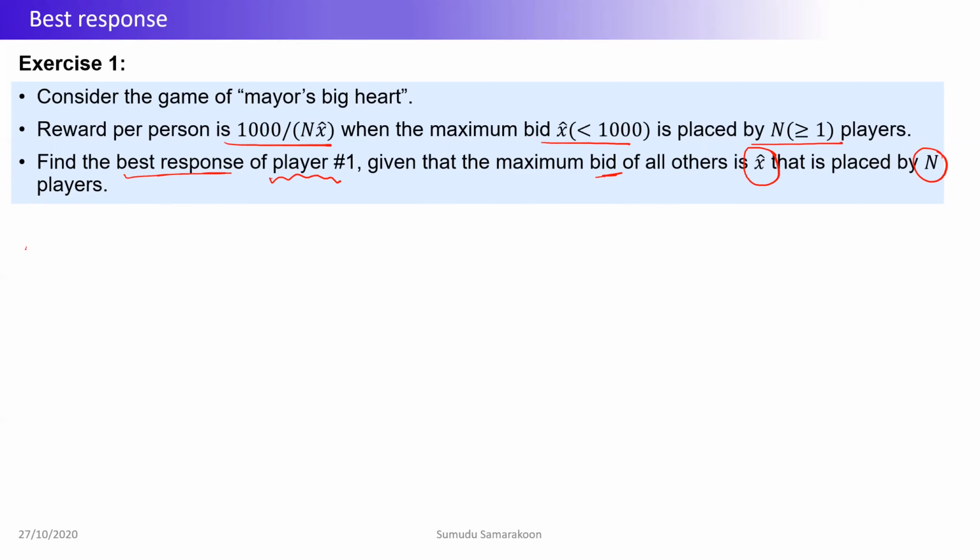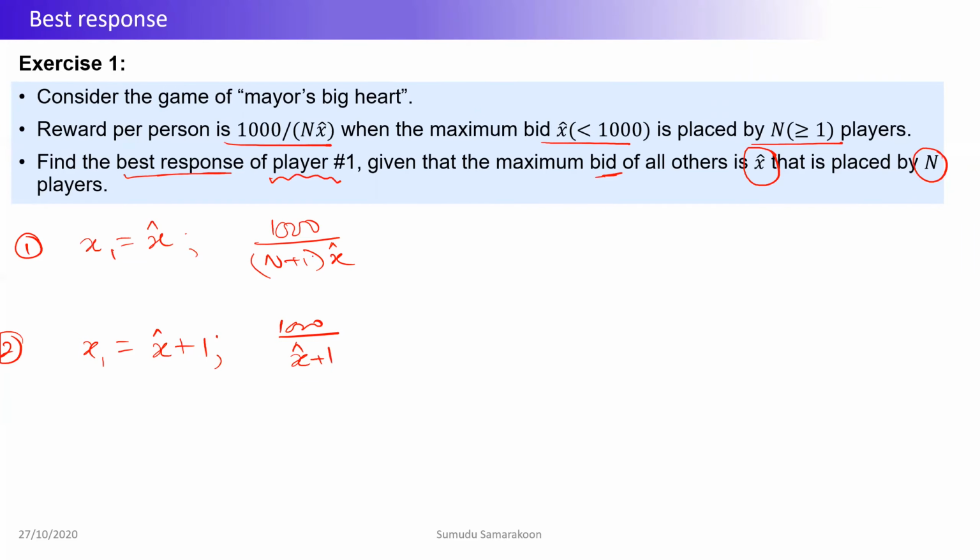So there are two options. Option 1, he can pick the same bid, right? That would give this much of reward. The other option would be he has to put a bid just slightly larger than X hat, because the reason is higher the bid, lower the reward, right? Even though you win, which ends up with a reward of X hat plus 1, because now you are the only winner. Okay, player 1 is the only winner.